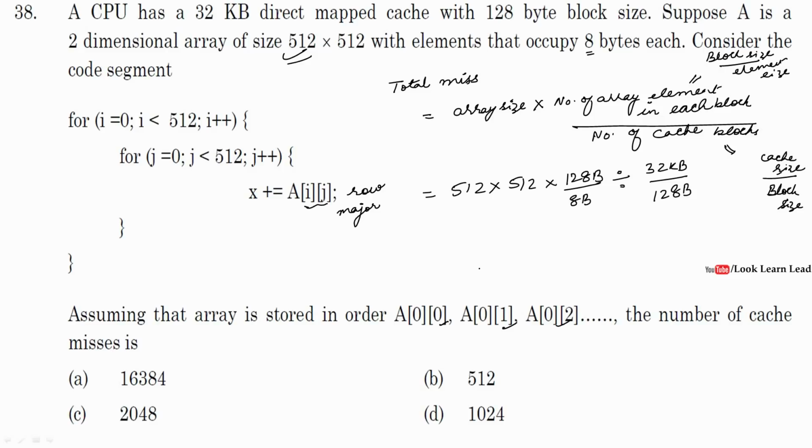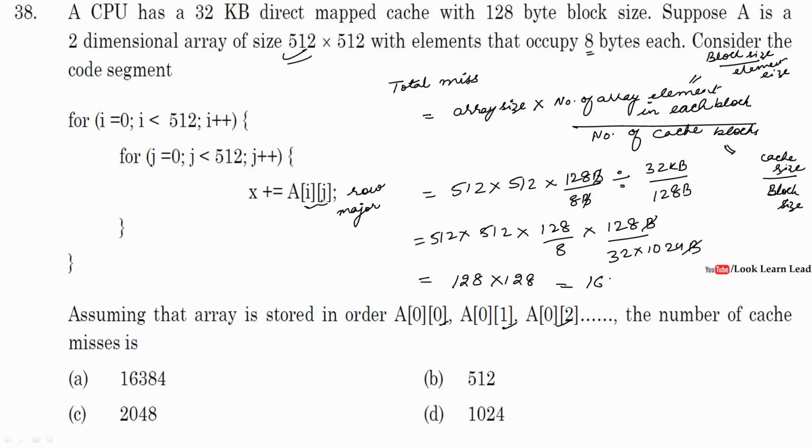So now we solve this. It is 512 into 512 into byte, which would be cancelled by byte. It is 128 upon 8 into 128 byte upon 32 into 1024 bytes. So byte would be cancelled by byte. After cancelling and solving all this, you would have 128 into 128, which is equal to 16384. So this is answer A. A should be our answer.